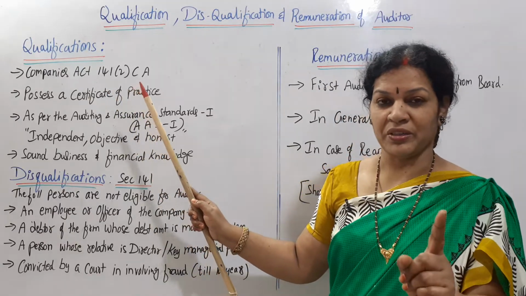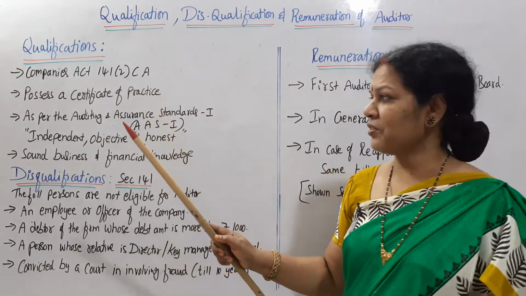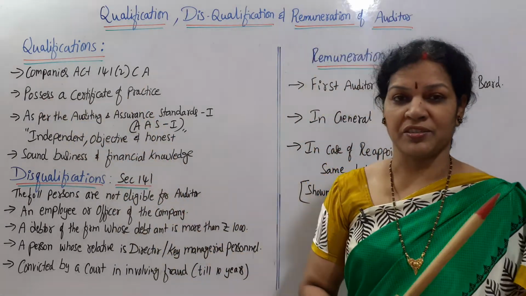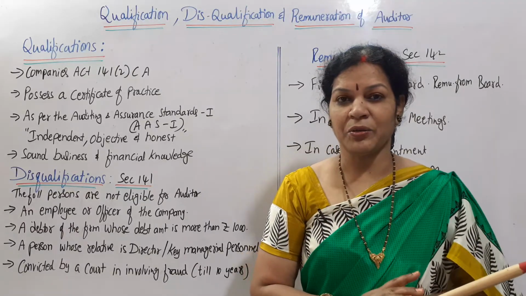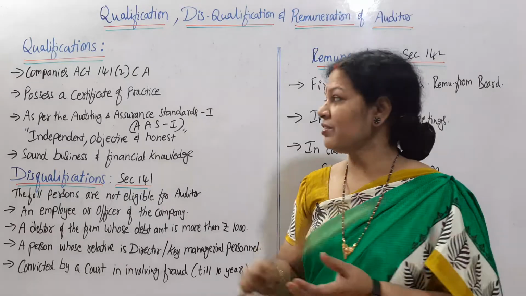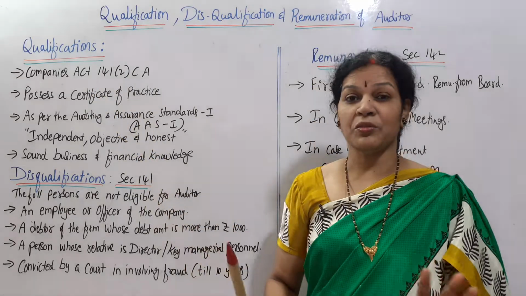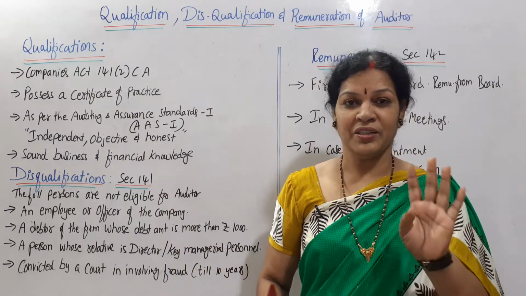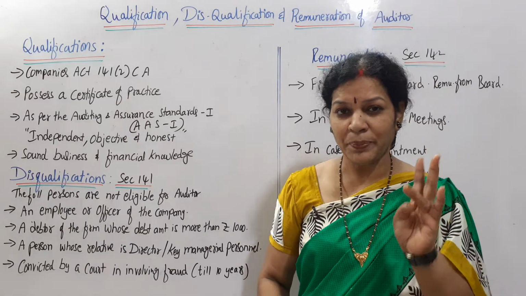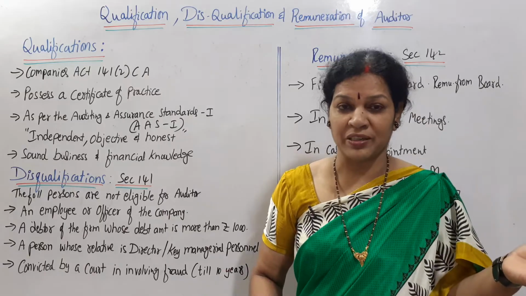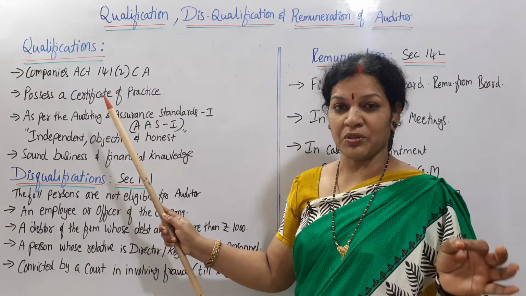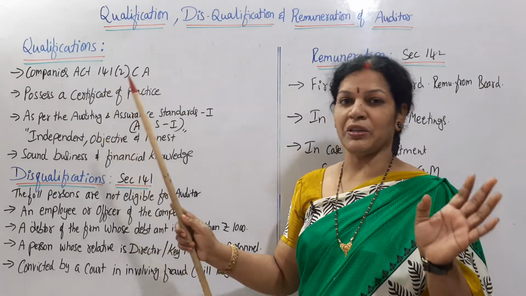This is the first point. Apart from this, what else qualifications are required? The second one is that he should possess a certificate of practice. Simply having chartered accountancy is not enough. He should have another one, that is the certificate of practice. He must be a chartered accountant and also he should possess a certificate of practice, meaning he is eligible for practice. Clearing exams and getting the chartered accountant certificate is not enough. The second one is also required.